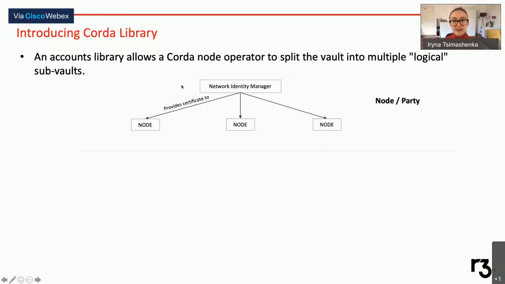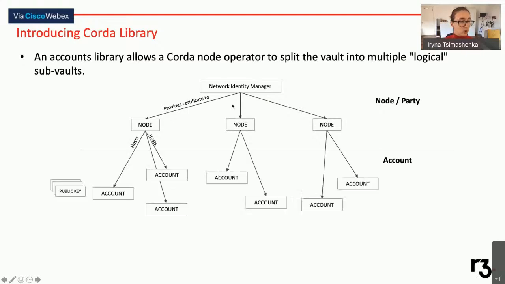So now we can see a typical Corda network with these nodes and an identity manager who issues digital certificates to nodes. So till now, we only had those nodes. But now we have accounts that are hosted in the node. Each node can have multiple accounts, as we see here. These accounts give opportunity to scale up your application.